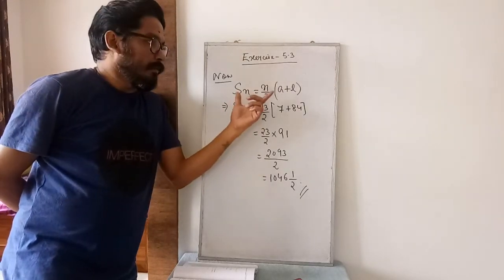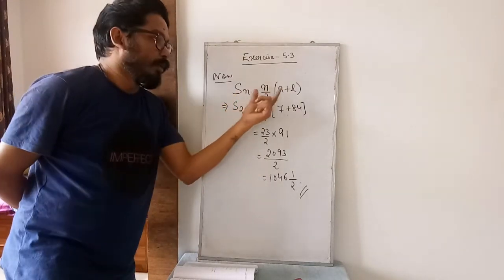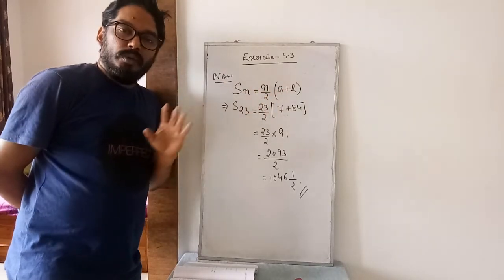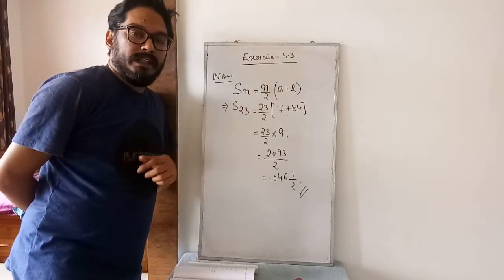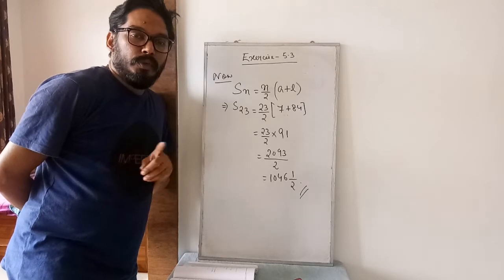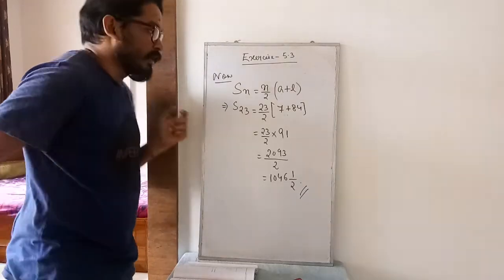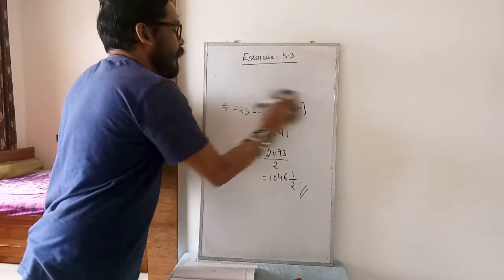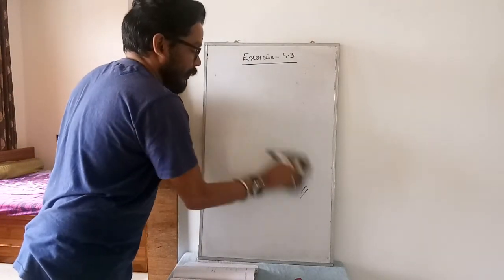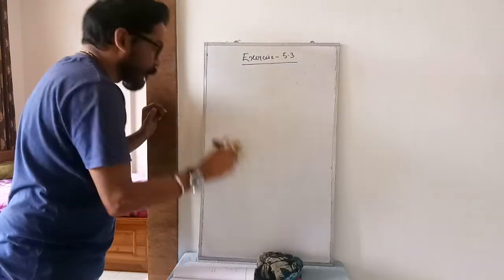Okay, it is not mandatory that since the last term is known you must use only this formula; you can go for the first formula also, Sn equal to n by 2 into twice a plus n minus 1 into d. It is your choice. You can use any of them. So this is question number 1 and question number 2. Now we will go for question number 3.